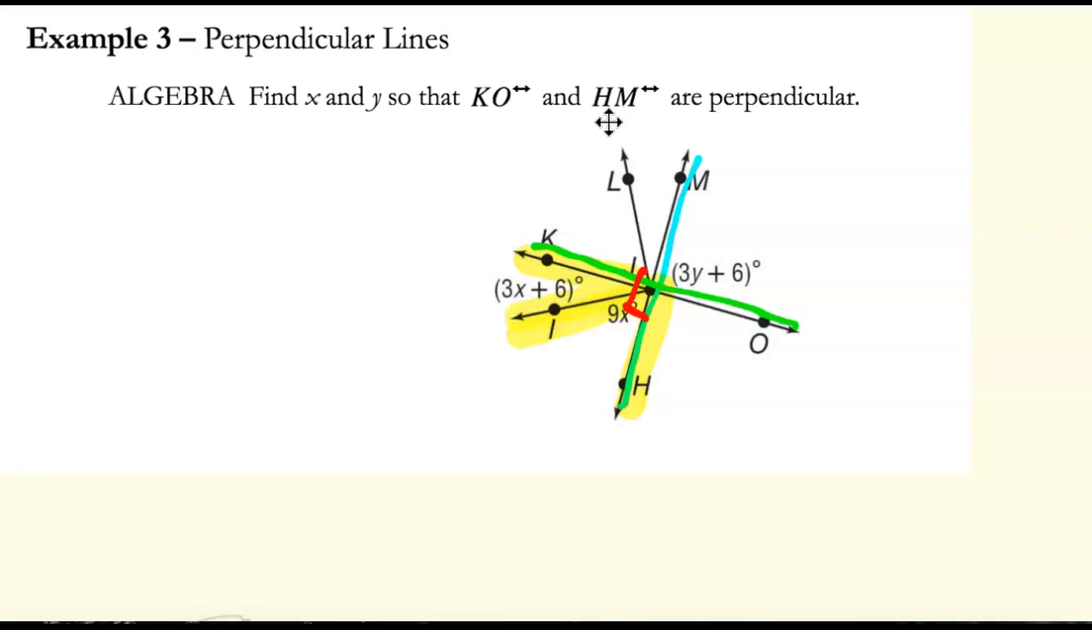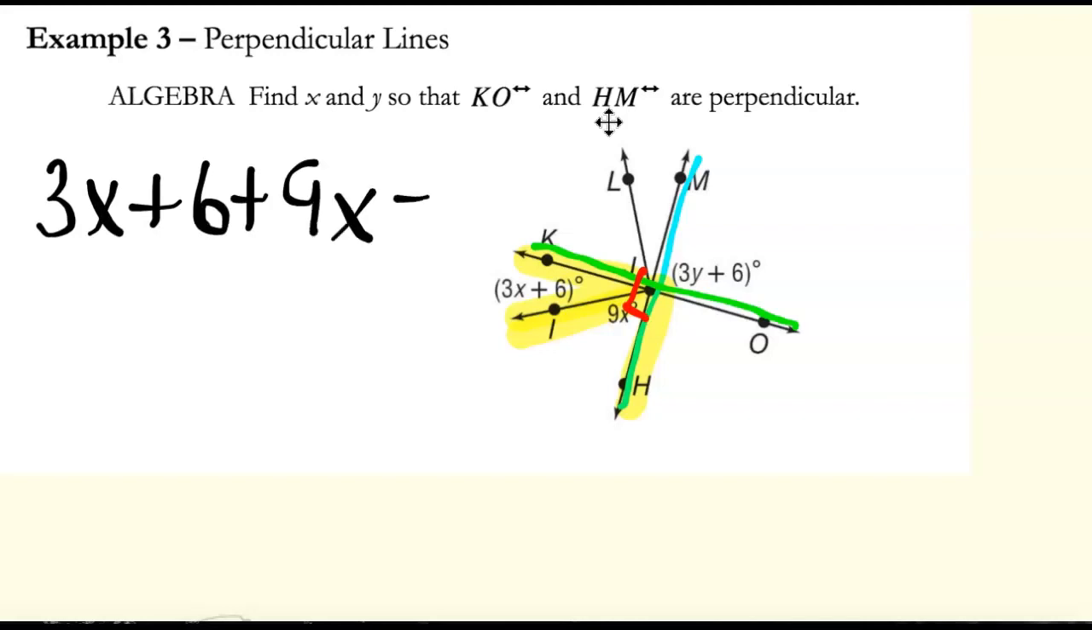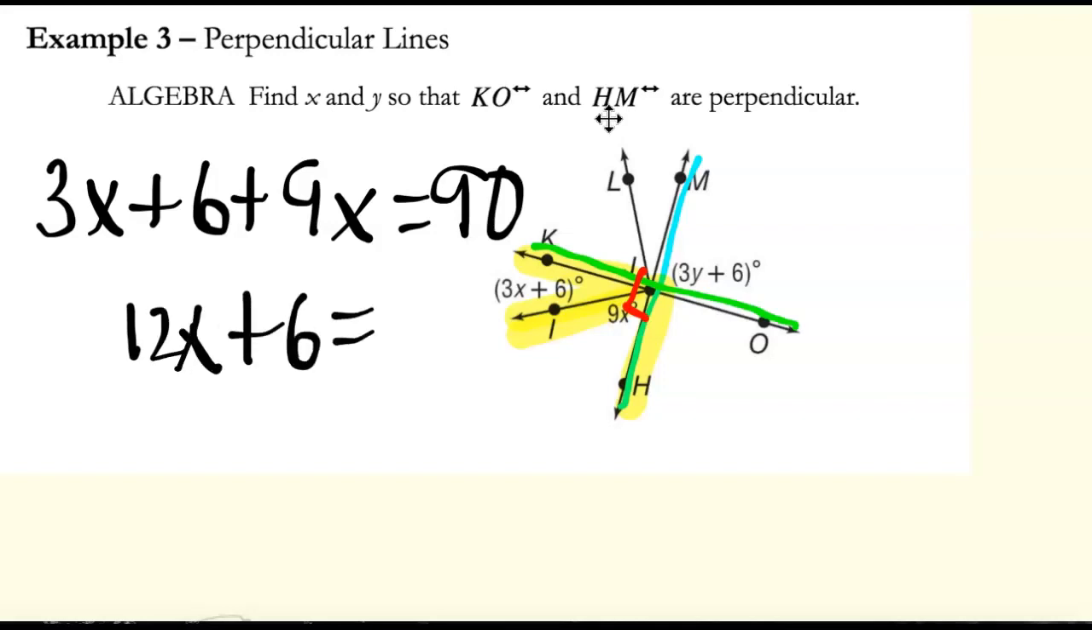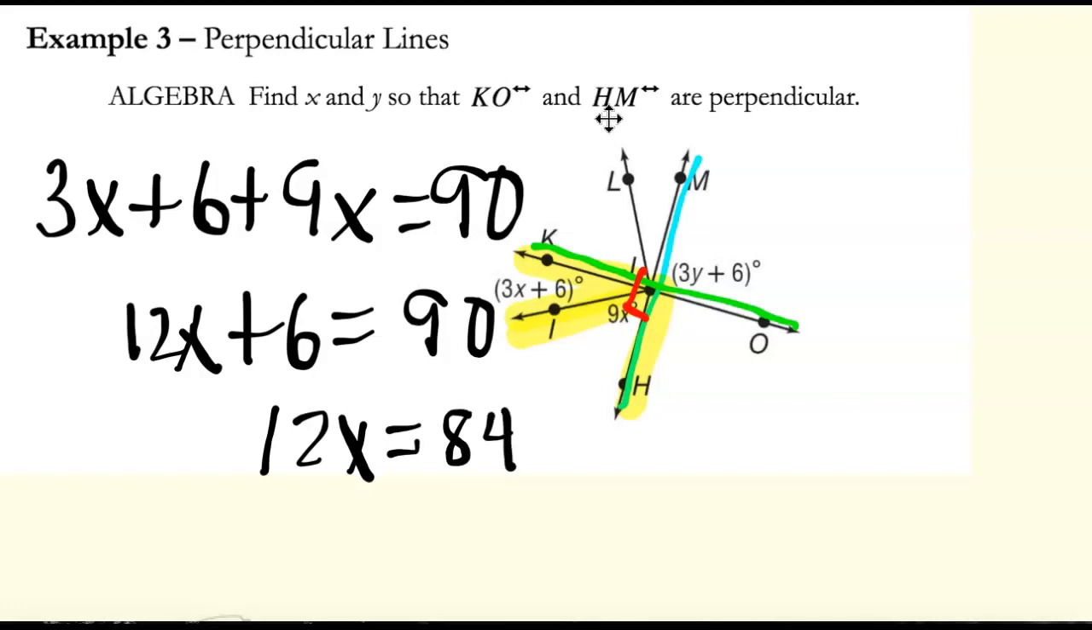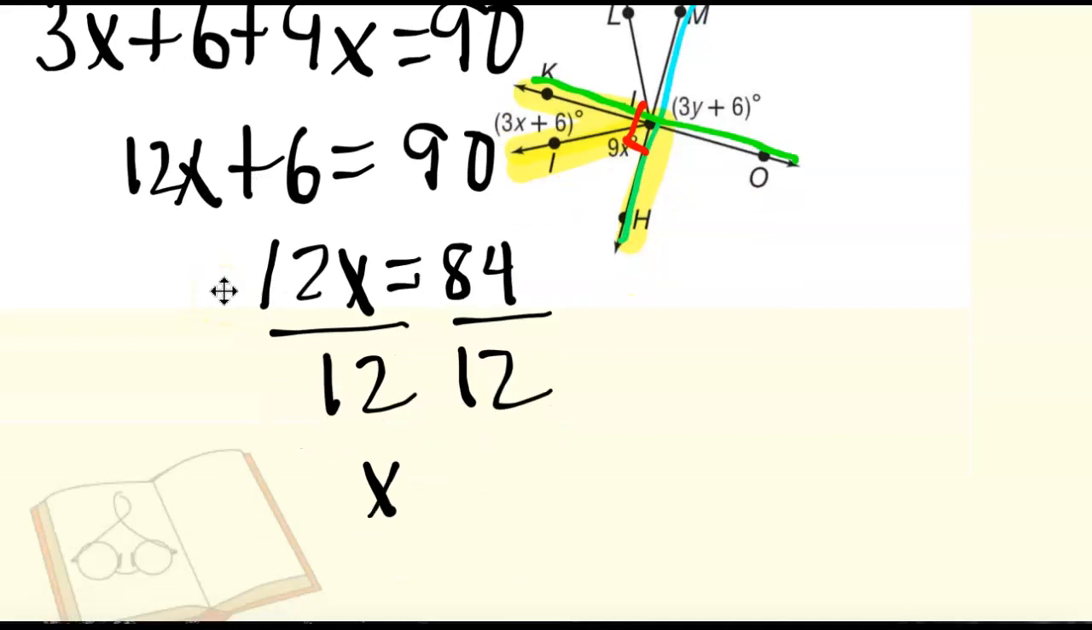So I can use the following mathematical sentence to find the value of x. 3x plus 6 plus 9x is equal to 90, by the definition of a right angle being 90 degrees. We combine like terms: 12x plus 6 is equal to 90. Subtract 6 from both sides, we get 12x equaling 84. And then finally we divide both sides by 12. I'm going to press pause and get a calculator. Okay, took the calculator out and I got x equaling 7.